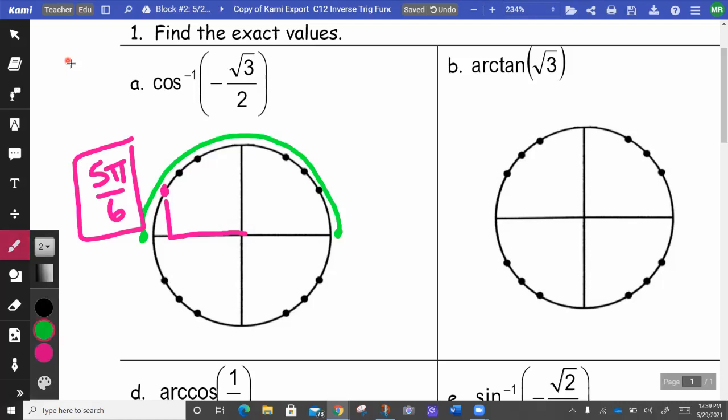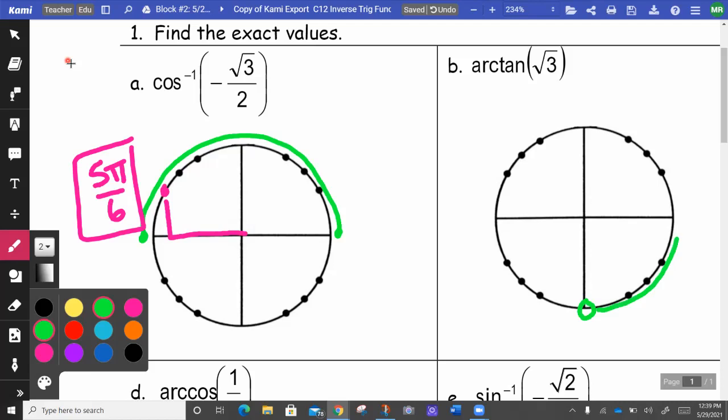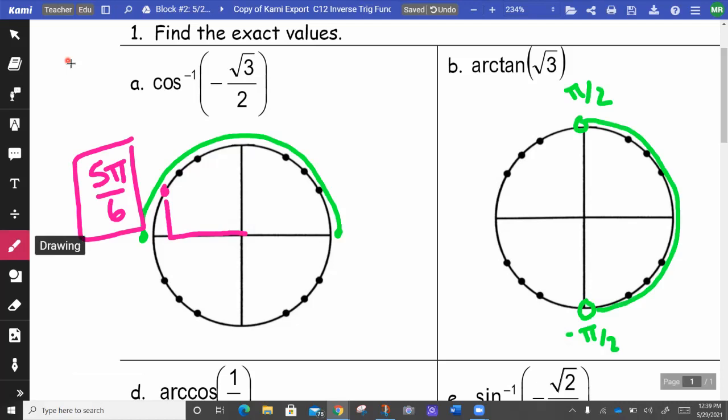On B, open circle at negative pi halves to open circle at pi halves. So remember, we're going pi halves, negative pi halves. Those are where we have asymptotes. And tangent is sine over cosine or y over x if we're dealing with the unit circle, okay?